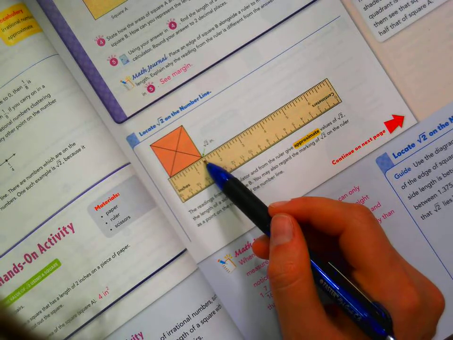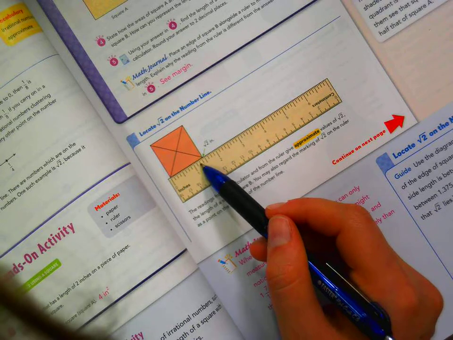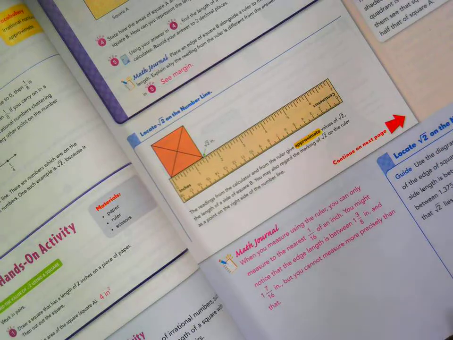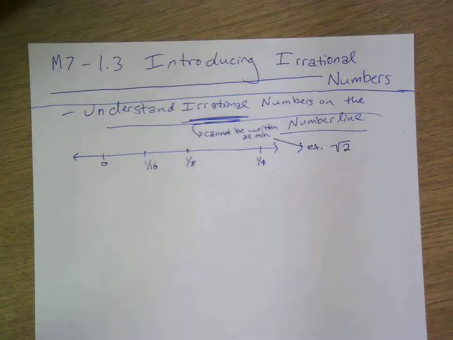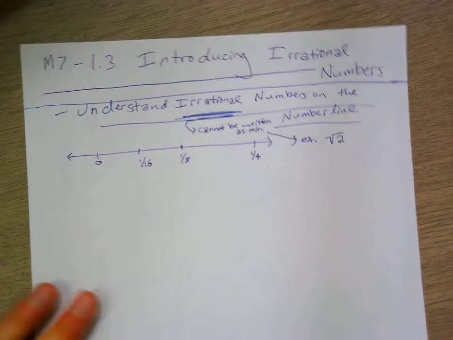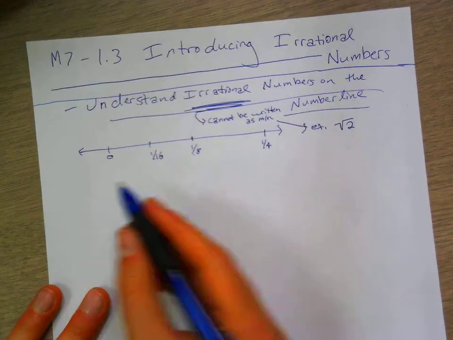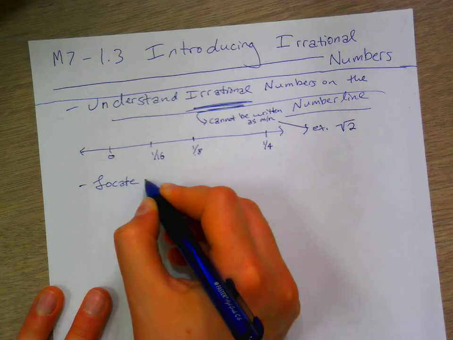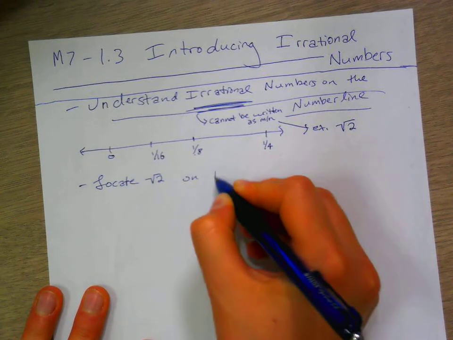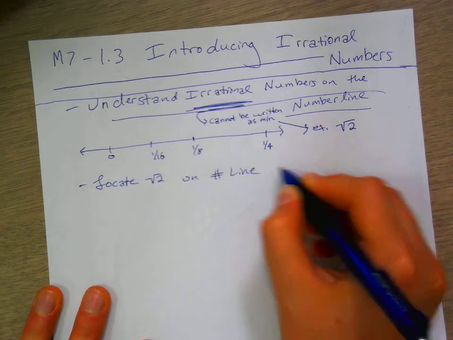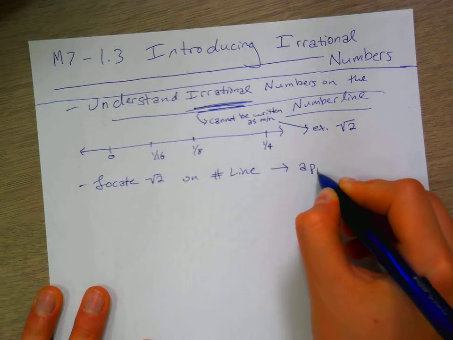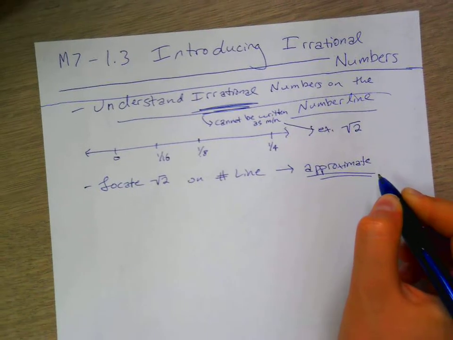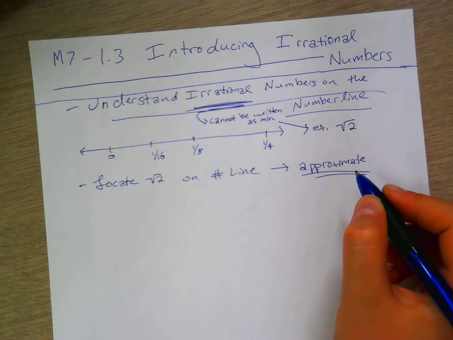1.45, almost 1.5, but a little bit less. And so what we had to do there to locate the square root of 2 on the number line is approximate. Everyone double underline that. We are approximating by looking on the ruler.